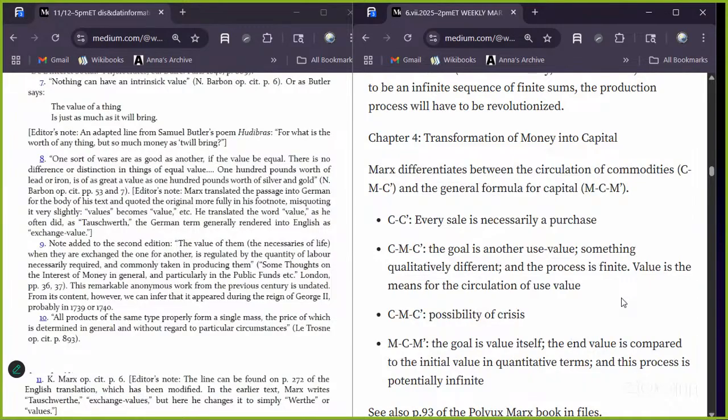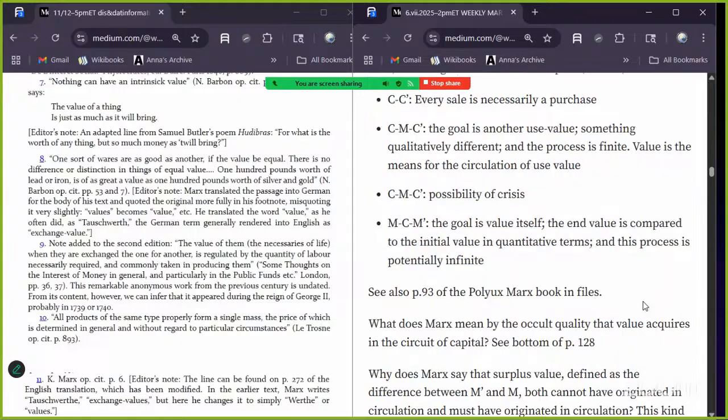M-C-M prime, that is M-C-M prime, the goal is value itself. The end value is compared to the initial value in quantitative terms, and this process is potentially infinite. So you can see that there's a tension here between moving in one direction or moving in an infinite direction and tearing against a kind of finite reality.